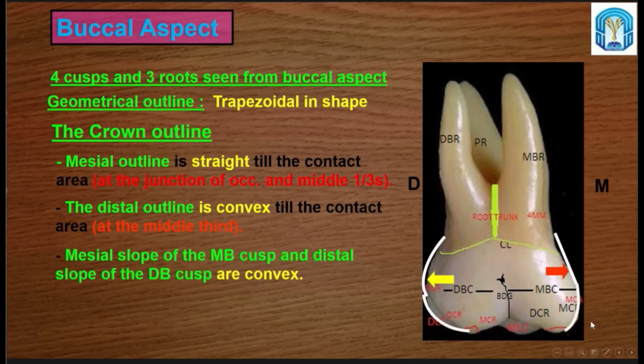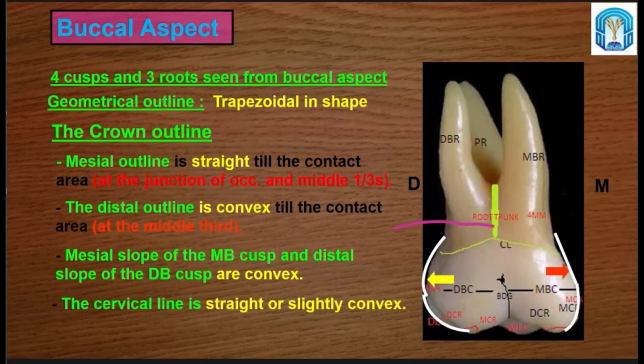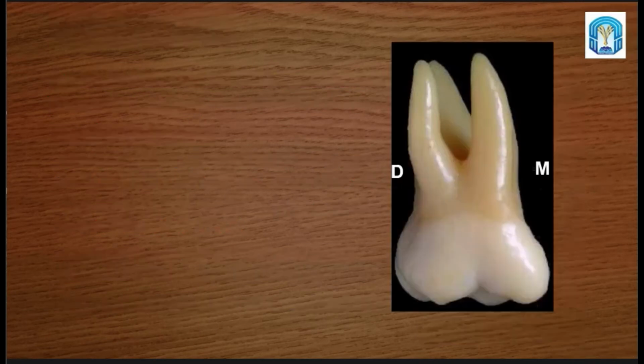distal outline is convex, but then convex. Mesial slope of the mesiobuccal cusp. This is the slope of the mesiobuccal cusp, which is convex, and this is the slope of the distobuccal cusp. This is also convex. So mesial outline is straight, but then convex. Distal outline is convex. This is our mesial and distal outline. The cervical line is almost straight, but with only 1 millimeter depth. Cervical line is straight or slightly convex.